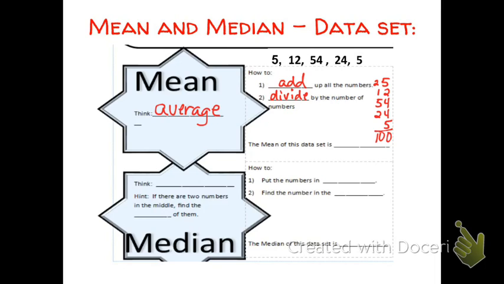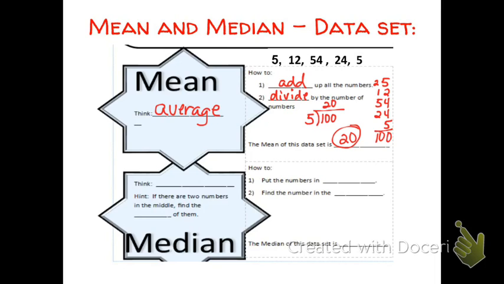Now, are we finished? Is that the average? No, that's not the mean or the average because we have to divide it by the number of numbers we added. How many numbers did we have? Good. So we have 100. Write this down so you'll remember how to do it. 100 divided by 5 is 20. So the average of those numbers, or the mean of those numbers, is 20.